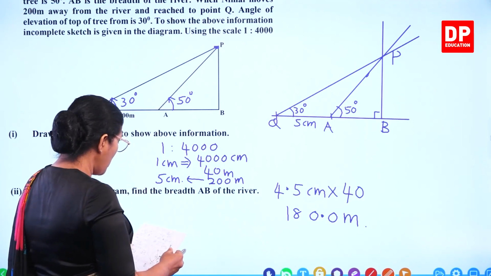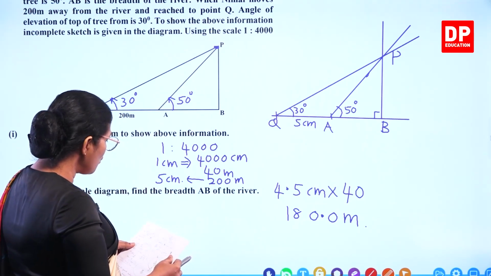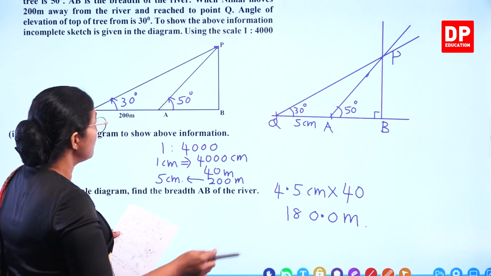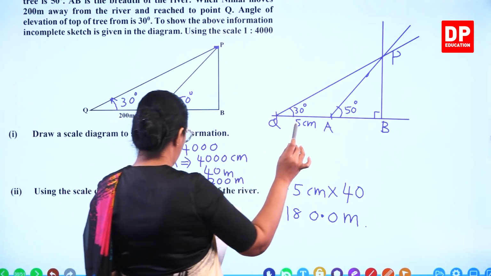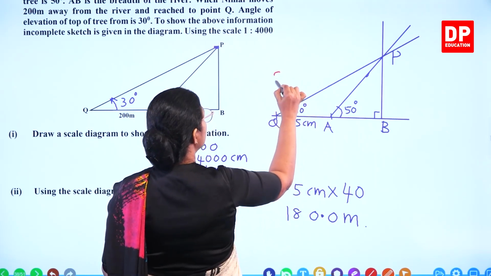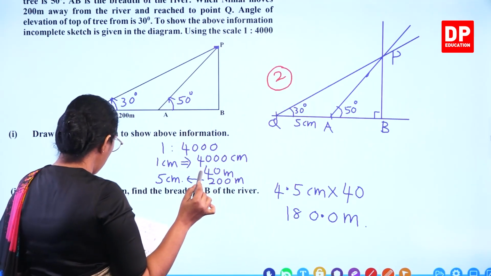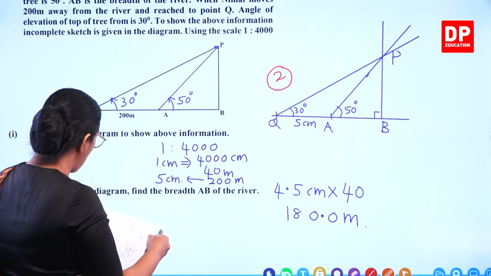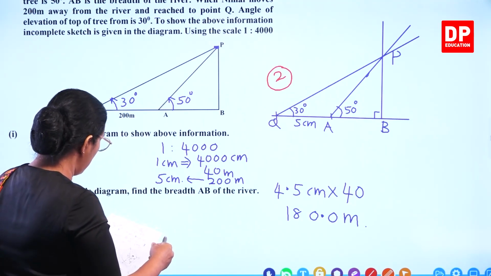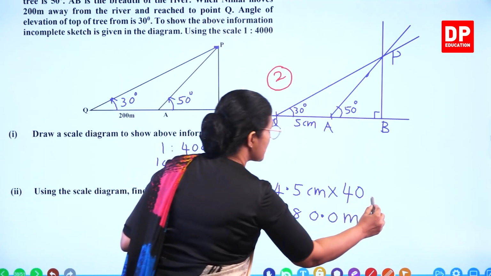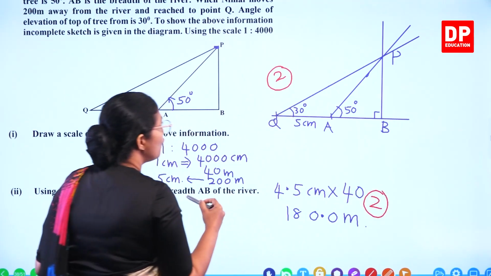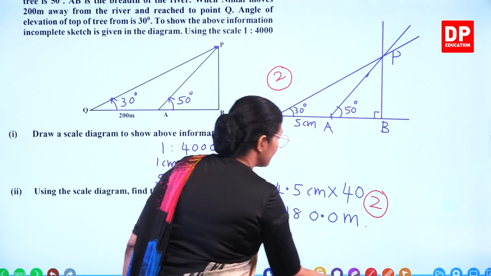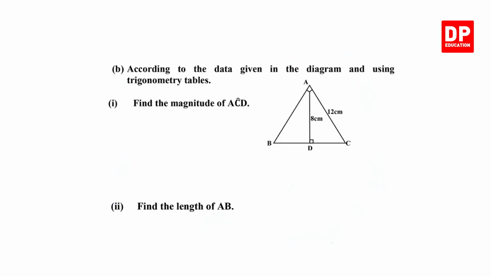Let's see how many marks. So you are getting 2 marks for drawing the scale diagram, and then finding the length AB, also 2 marks. So 4 marks for that scale diagram question. Let's take the next one.